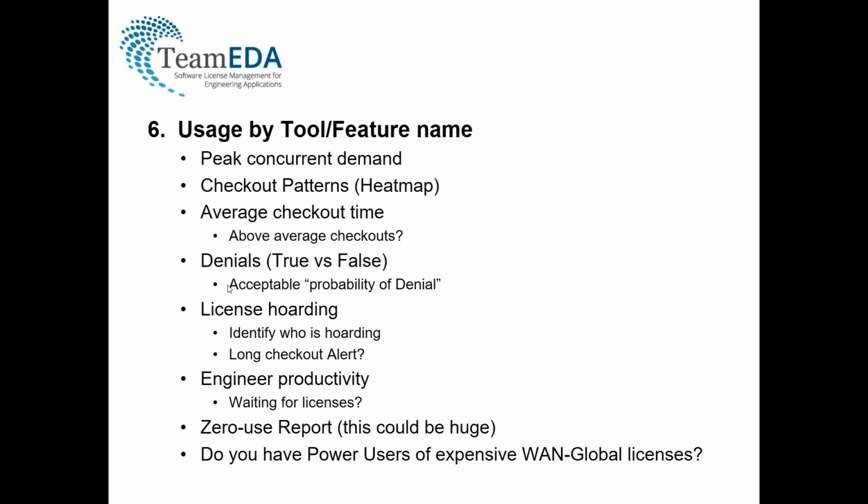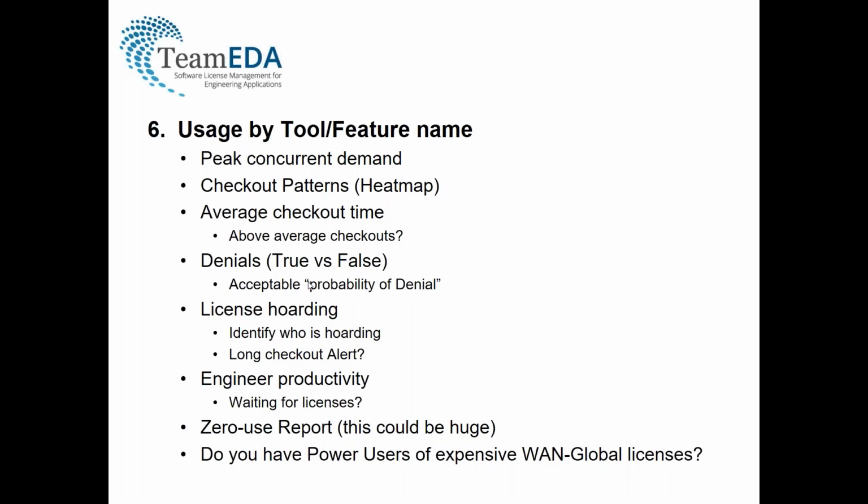And then you need to, as a company, decide on what is an acceptable probability of denial. Zero probability of denial is very, very expensive. Having enough licenses so that there's always enough for everybody is very, very expensive. So you do need to calculate in your estimate on how many licenses you need an agreeable probability of denial. Generally, that's around 5%. A 5% probability of denial is acceptable. But you, as a company, need to determine what level is acceptable.